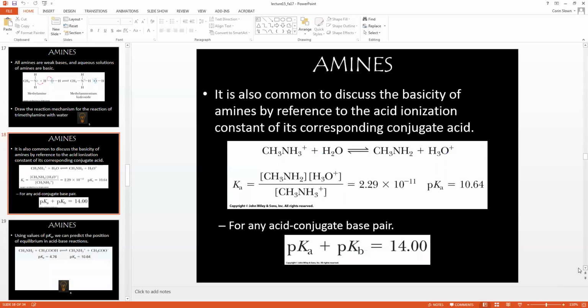It's also common to discuss the basicity of amines by reference to the acid ionization constant of the corresponding conjugate acid. So if I had any conjugate acid-base pair, remember that the pKa plus the pKb is going to be equal to 14.